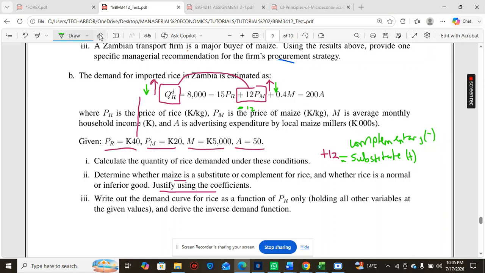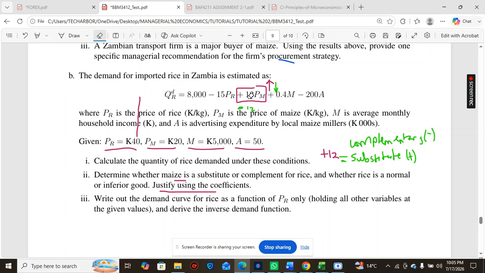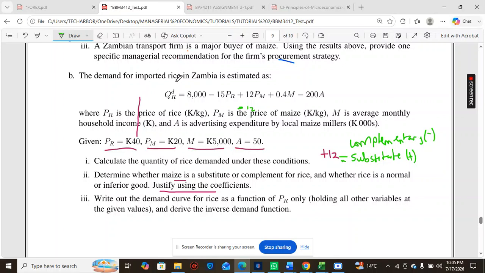Then, for determining if rice is a normal or an inferior good, you look at the relationship between the quantity demanded of rice and income, holding other variables constant. We have a positive coefficient here, plus 0.4. This means rice is a normal good. Because when people's income increases, since there is a positive coefficient, quantity demanded of rice is going to also increase.